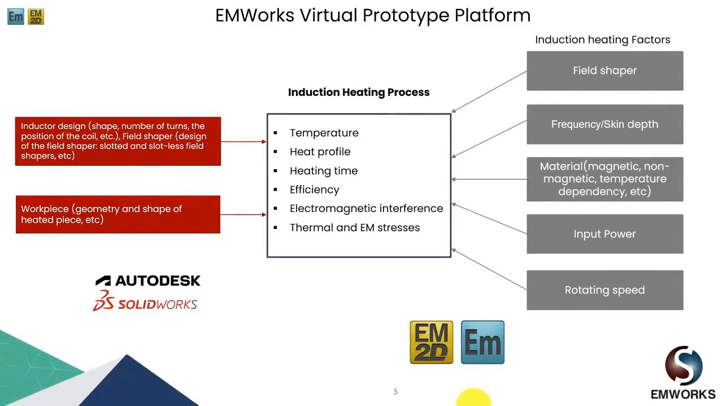Those factors can be related to the design, like the inductor or the inductor position according to the heated part, or could be directly related to the main process parameters, like the heating times, the used frequency and skin penetration depth, the used heating materials, the excitation power supply, speed of the rotating part for progressive hardening, or to the generated electromagnetic and thermal stresses.